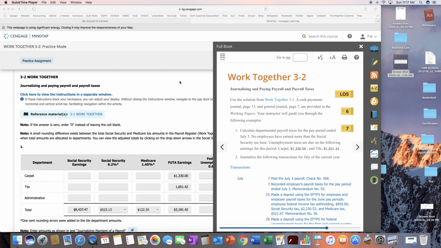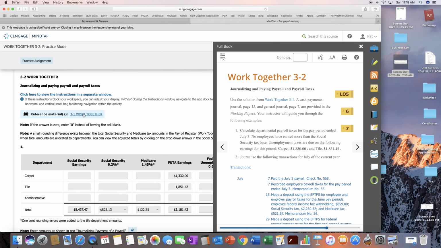All right, so this is the work together for 3-2. There's a lot of different things going on here. We have the instructions window here. In class, if you wanted, I would strongly encourage you to bring the instructions up on one sheet or one computer, either your Chromebook or another computer next to you, since we're not sitting next to each other. More room on the screen.